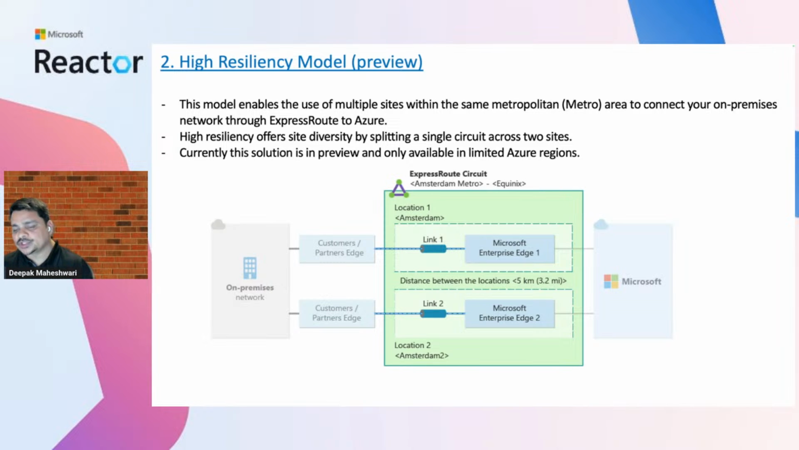Similar to one ExpressRoute circuit using one peering location, in this case, one ExpressRoute circuit will use two different peering locations. Now, be mindful of the fact this is recently announced. This is in preview. This is not available in Australia currently because this is only available in a few specific regions where it is introduced. It will come down to Australia gradually.